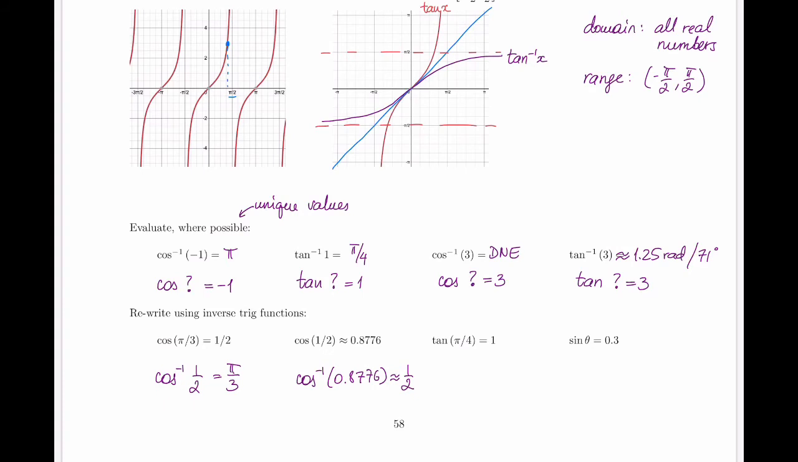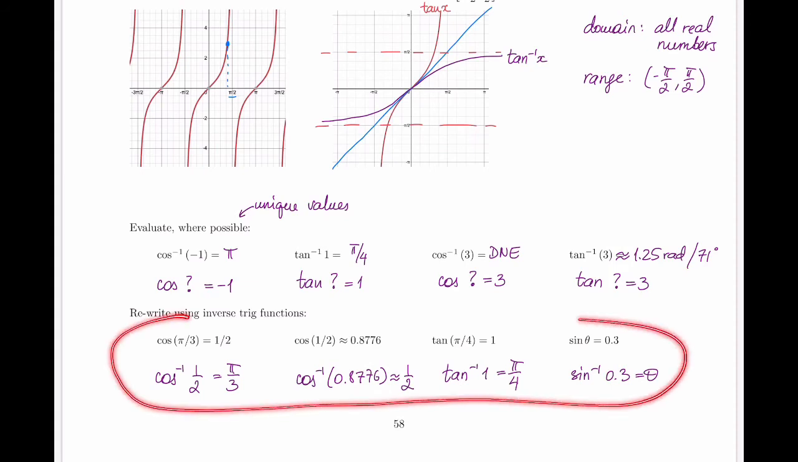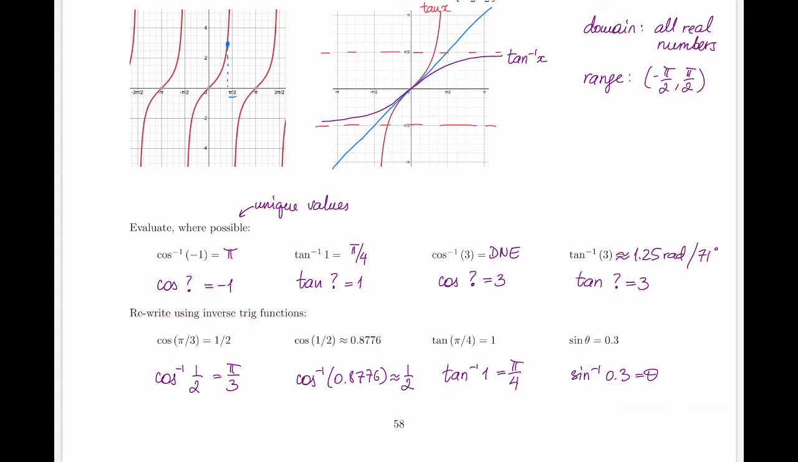Tan of pi over 4 is equal to 1 is the same as saying that tan inverse of 1 is pi by 4. Sine of theta equals 0.3 is the same as saying that sine inverse of 0.3 is equal to theta. This type of algebraic manipulation, going back and forth between trigonometric functions and their inverses, is going to be incredibly useful when it comes to solving different trigonometric equations, and in particular not just in Calculus 1 but in Calculus 2 when it comes to trigonometric integration.